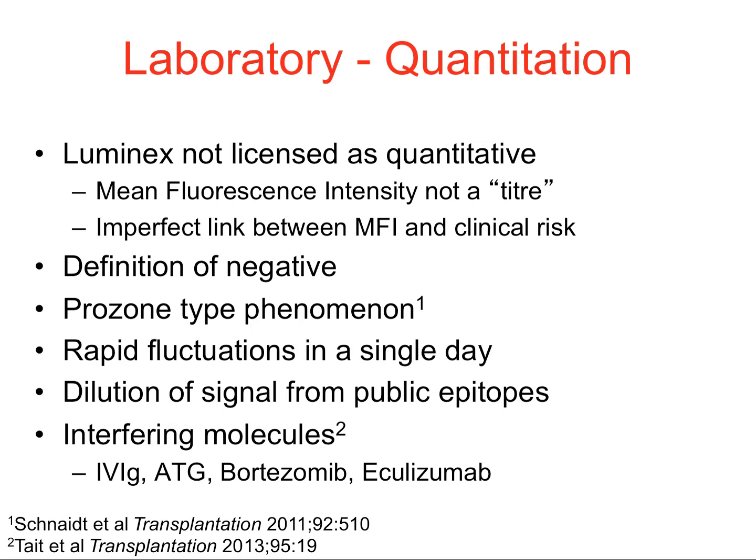There's some evidence to show that using single antigen beads you can see very rapid fluctuations in a single day. And when you have a strongly positive antibody clone that's binding to a public epitope, it will of course bind to many beads and that dilutes the effect. And finally, there are quite a lot of interfering molecules, biological agents that we use in transplantation, which affect the results.